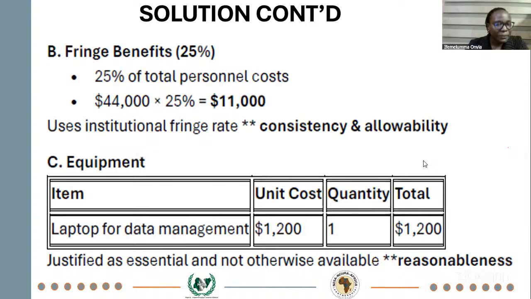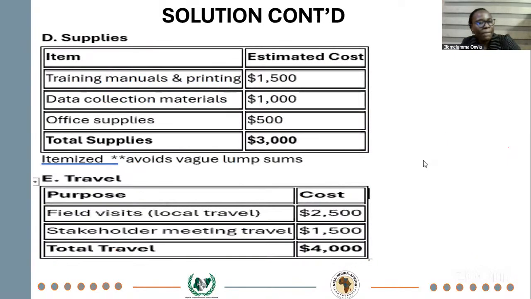Then we have equipment here. Depending on the funder, most times your laptop may form supplies, and most times it may form equipment. So sometimes you need to separate the two. But for the purpose of this example, we have our laptop for data management as the equipment that you may need. So we need one. Just make sure you're able to justify why. In your budget justification, that is where you state why you need 1, 2 or 3 laptops, who will be using them, and what they will use them for. Then we have supplies.